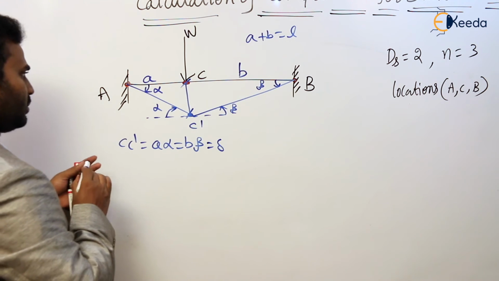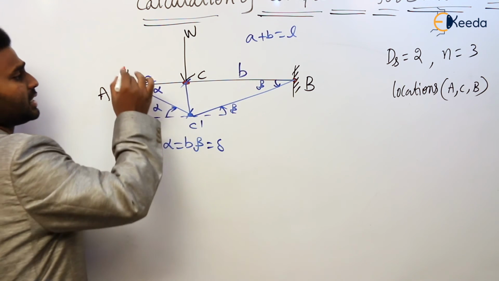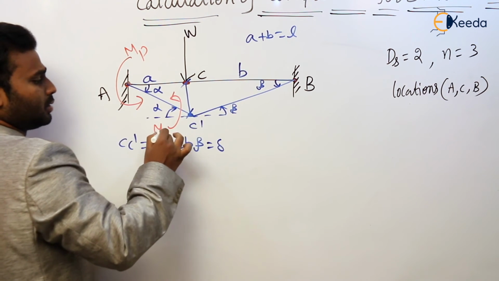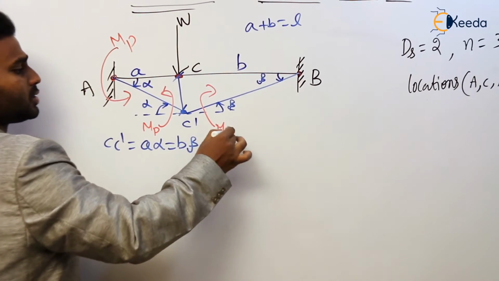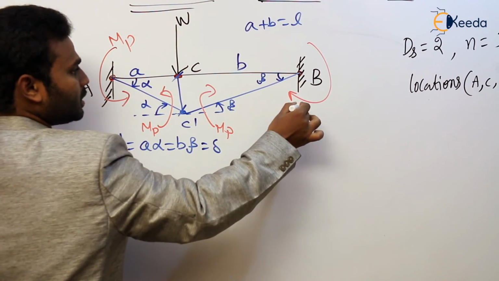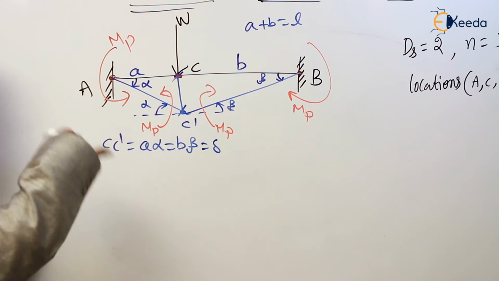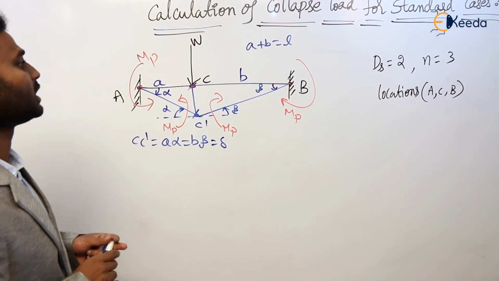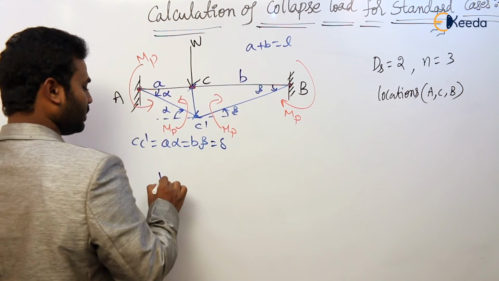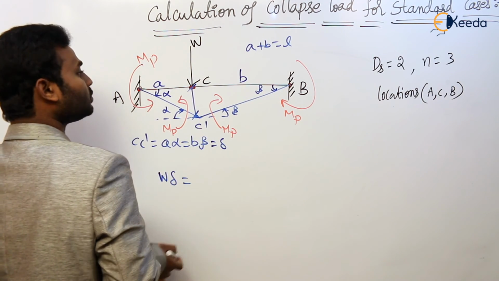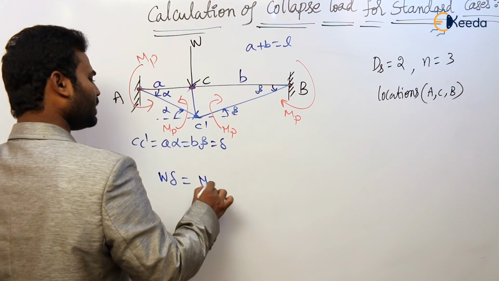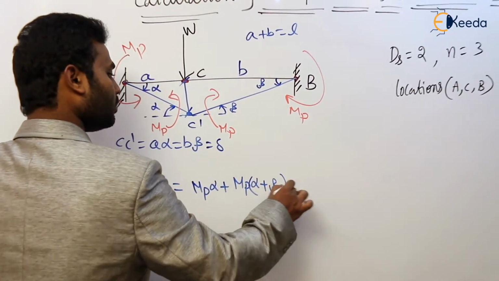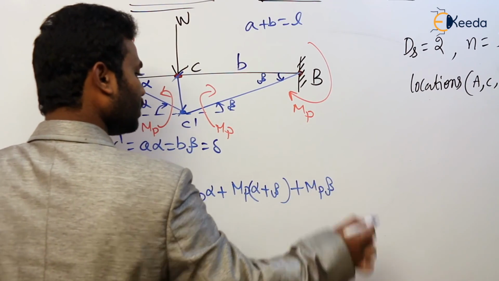And now the free body diagram. So at A, the plastic hinge is formed, so MP will develop. And here also MP will develop at C. It tries to make alpha and beta 0. At B, it will try to make this beta 0. Now, principle of virtual work: external work is equal to internal work. So what is external work? External work is done by this load W. So W into delta is equal to internal work: MP alpha plus MP alpha plus beta plus MP beta. Agree?